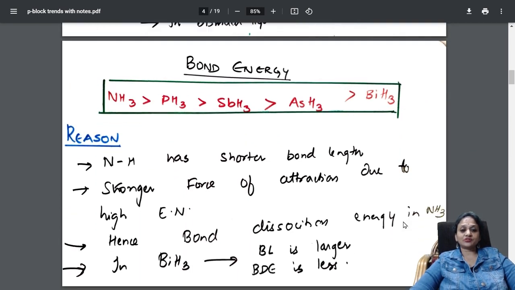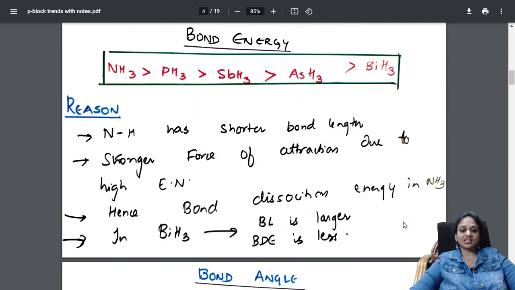All right. Right, students. Bond energy, bond dissociation enthalpy. What happens? On what does that depend upon? What is the role of bond length? I have written the trend and I have written the reason also.